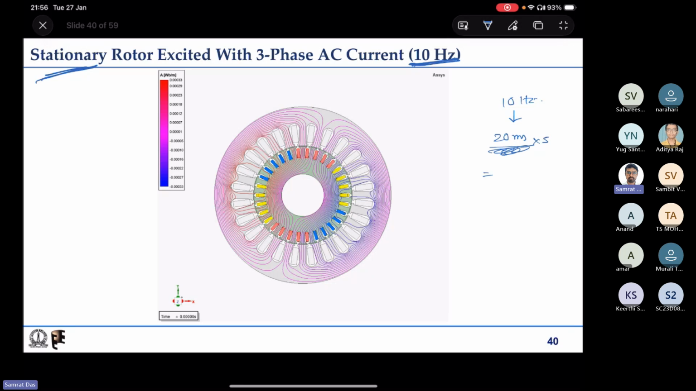Is it correct? So it is 100 millisecond, right? So 100 millisecond will become the period for that. So if we excite it, let us see what happens. We can see that there is some rotating magnetic field, and it is rotating very slowly.